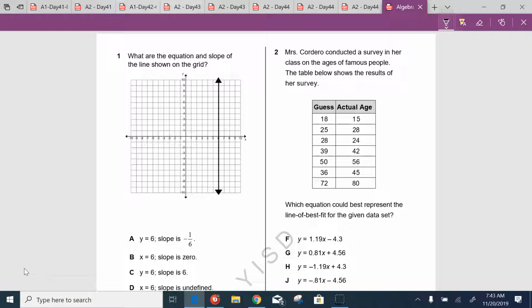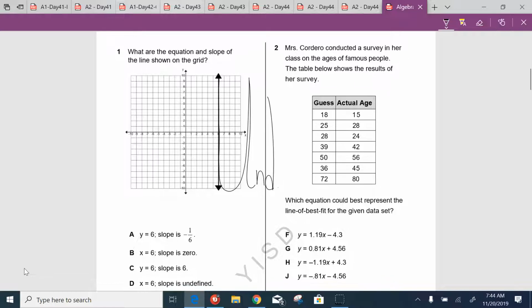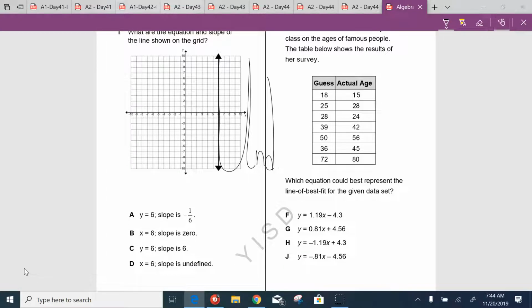Alright, so number one, what are the equation and the slope of the line shown on the grid? Well, first of all, we learned that when you have a perfectly vertical line, we use that as an indication that it's going to be an undefined slope. So out of choices A, B, C, and D, only choice D has the right slope of undefined. And the x equals 6 comes from the fact that this line intercepts the x-axis at the value of 6. So that's where this comes from. All right, so there's number one for you, pretty basic.